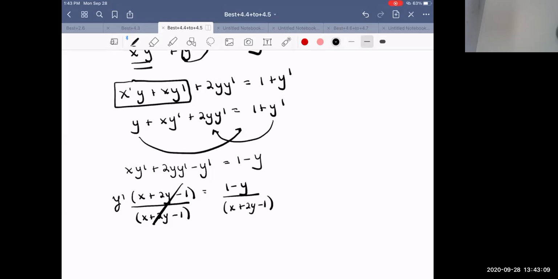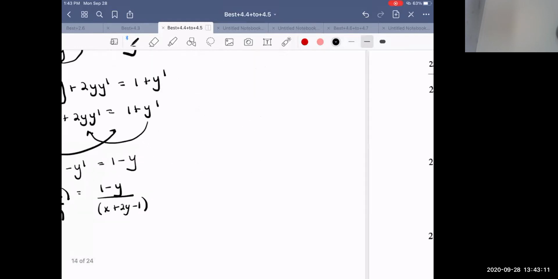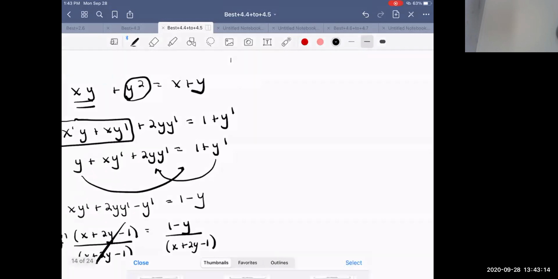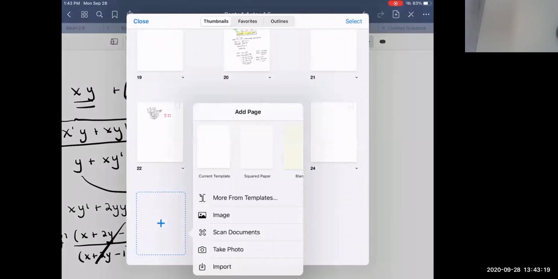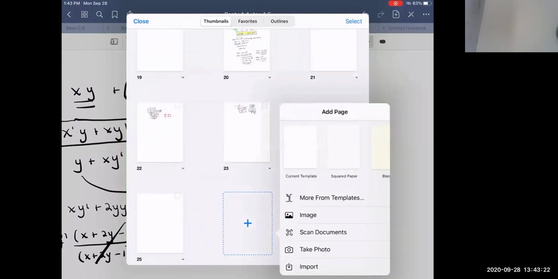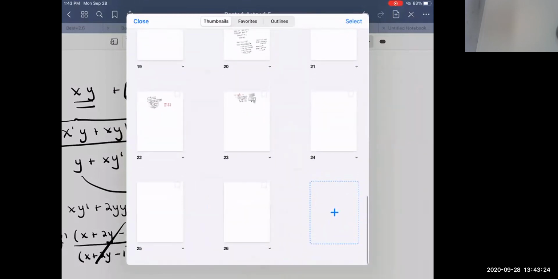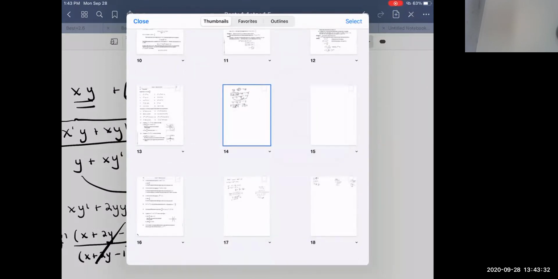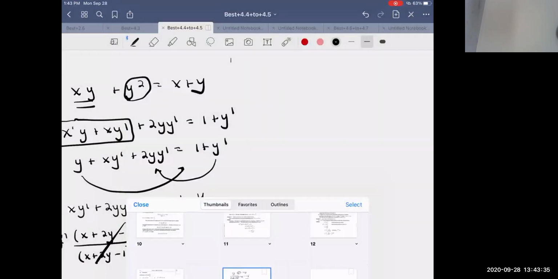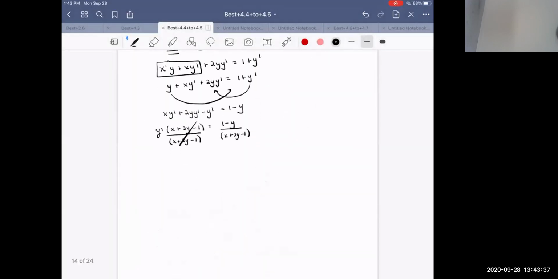Okay, one more. Let me just add a couple more pages here. And I'm going to move these up. There we go. All right, so here's another one for you. Ready? Root x plus root y equals 16. Find y prime.